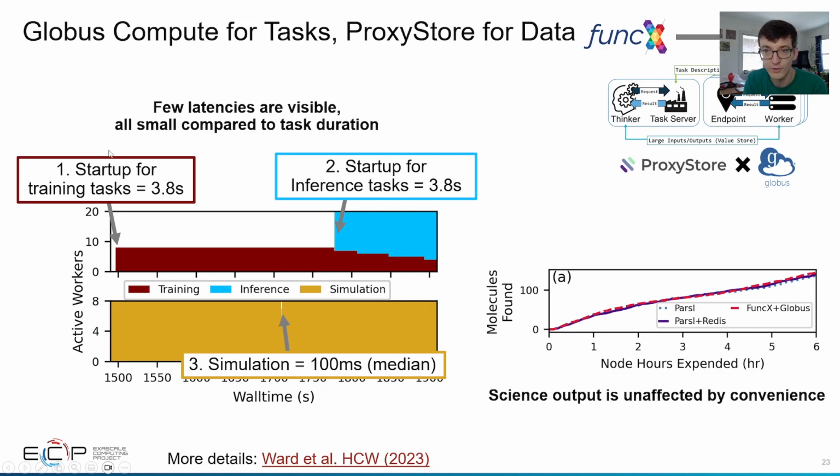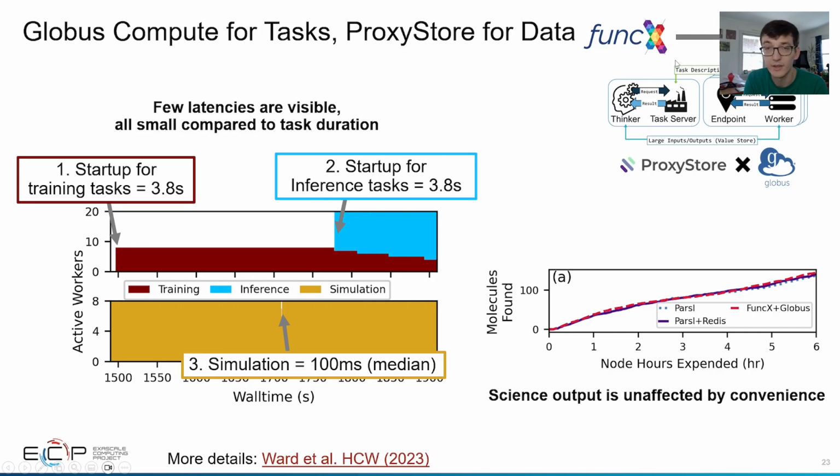And the interesting part, so these performance numbers are good. They compare well against reference implementations using other techniques for transferring data. The real part that speaks to me is that our science outcome is unaffected. Here, I'm showing you the number of molecules we found as a function of compute time expended using those 3 different reference implementations. The one that uses a cloud service to transfer the data performs basically the same as our other 2 reference implementations.